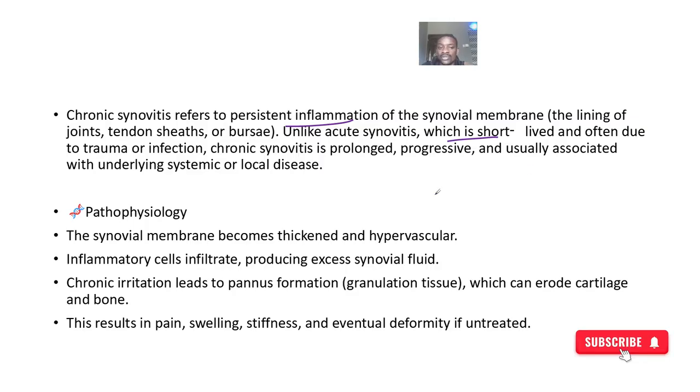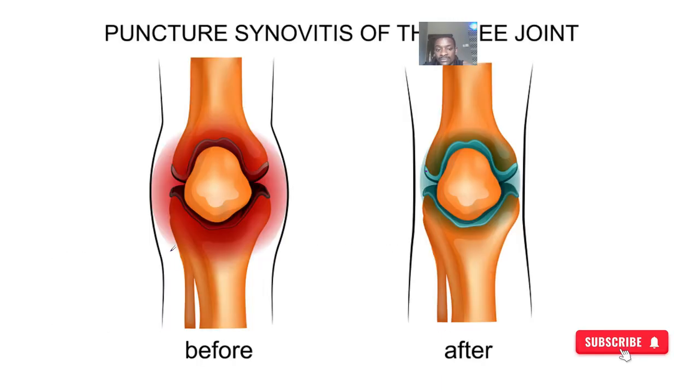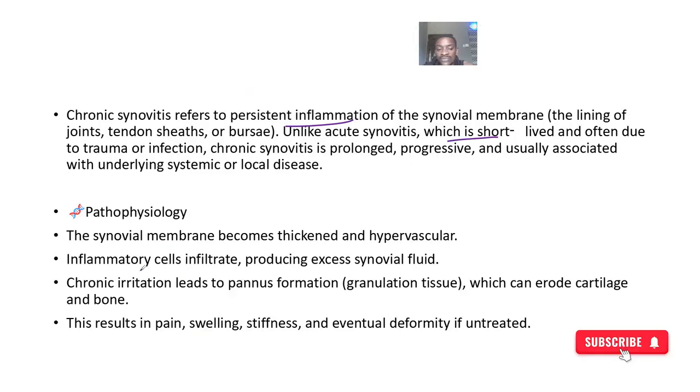It shows you that even treating it will cause you a lot of issues, because the disease has basically established a lot of roots. So, pathophysiology: the synovial membrane becomes thick and hypervascular. Inflammatory cells will infiltrate, produce excessive synovial fluid, and cause chronic irritation. So there will be a lot of pain, a lot of swelling, and a lot of stiffness.